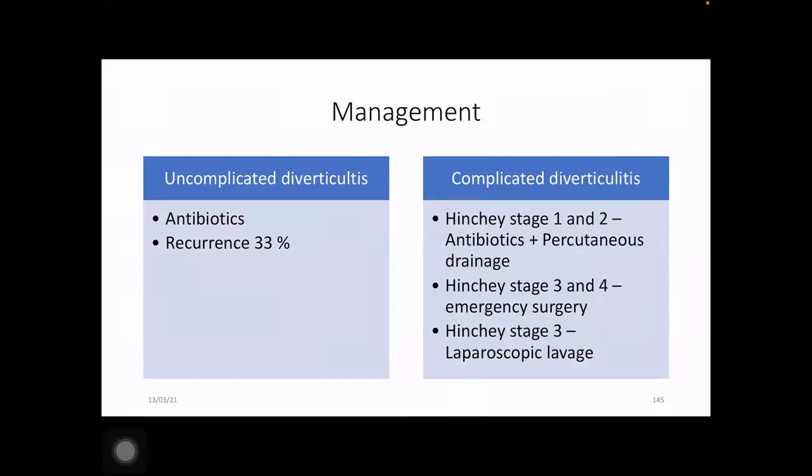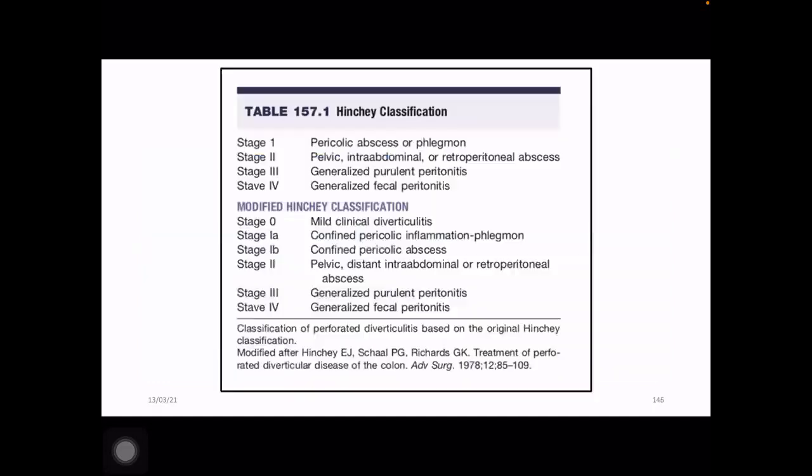Whereas in stage 3 and stage 4, because it is a feculent and purulent peritonitis, you will do emergency surgery. In particular, with the recent advances in Hinchey stage 3, you can just do a laparoscopic lavage without doing anything to the bowel and see if the patient improves. If the patient doesn't improve, you can go ahead and do an emergency colectomy. Otherwise, you can just manage with laparoscopic lavage and drain all the pus in Hinchey stage 3 and not in stage 4.